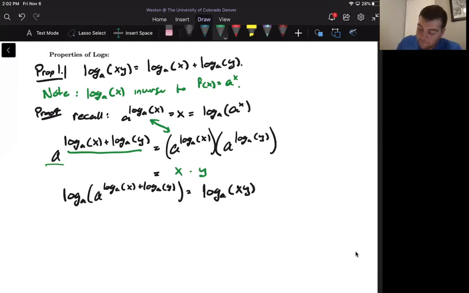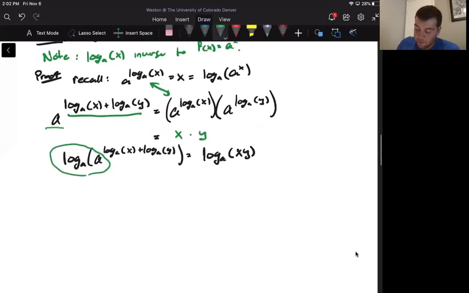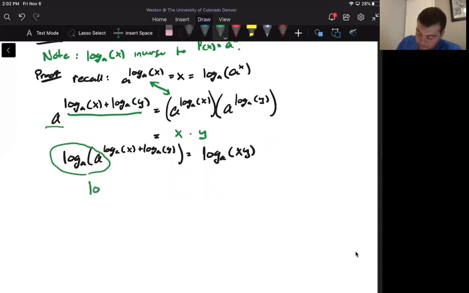And then these two undo each other. And so we're just left with log a of x plus log a of y equals log a of x times y. And there we have it. So that's our first major property.